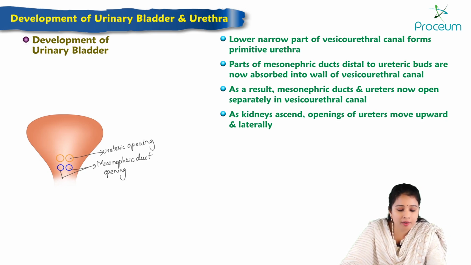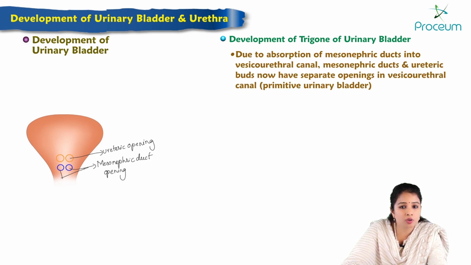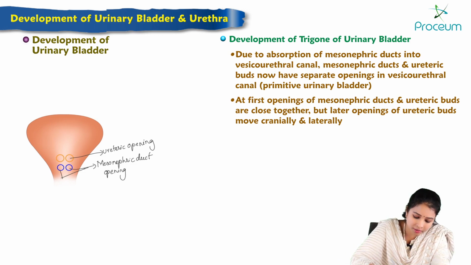Now at this point we have to know about the development of the trigone of the urinary bladder. Due to the absorption of mesonephric ducts into the vesico-urethral canal, the mesonephric ducts and the ureteric buds now have separate openings into the vesico-urethral canal or primitive urinary bladder. At first, the openings of mesonephric ducts and the ureteric buds are close together. But later, the openings of the ureteric buds move cranially and laterally.